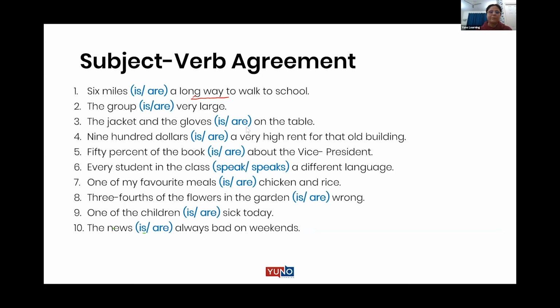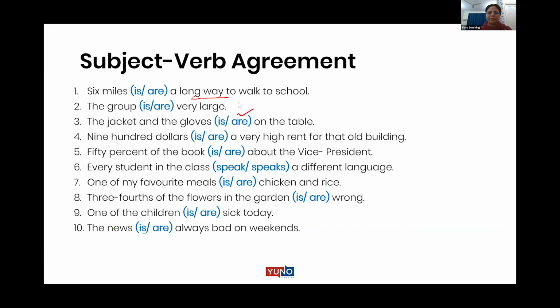Yes, Arshpreet, the group. The group is very large. The group is very large, right? Then the next one, third. The jackets and the gloves is on the table. Now, do they both refer to one thing or two different things? Two different things. So the jackets and the gloves are on the table. It should be are.